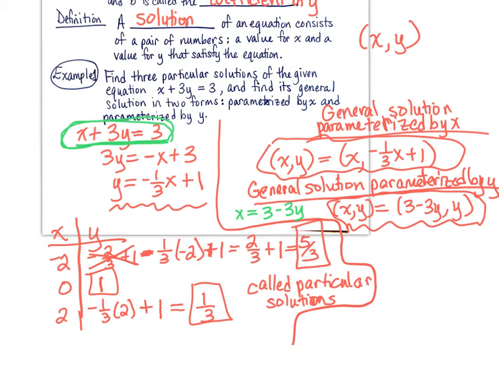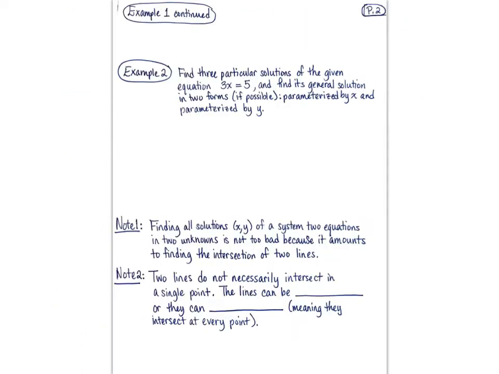So what we did was we have x plus 3y equals 3. We want to find a general solution parameterized by y. So we solve our equation, that's boxed in green, for x, and we get x is equal to 3 minus 3y. So the general solution is the pair (x, y) equal to (3 minus 3y, y). Okay? There was space on this page to continue example 1, but we finished it, so we don't need that here.